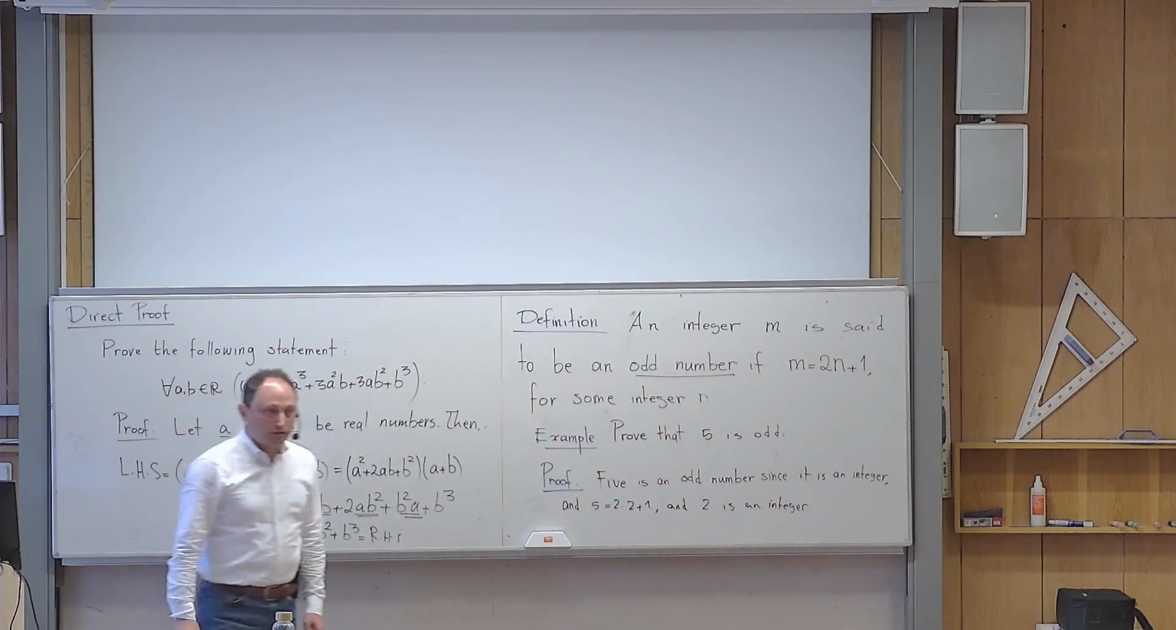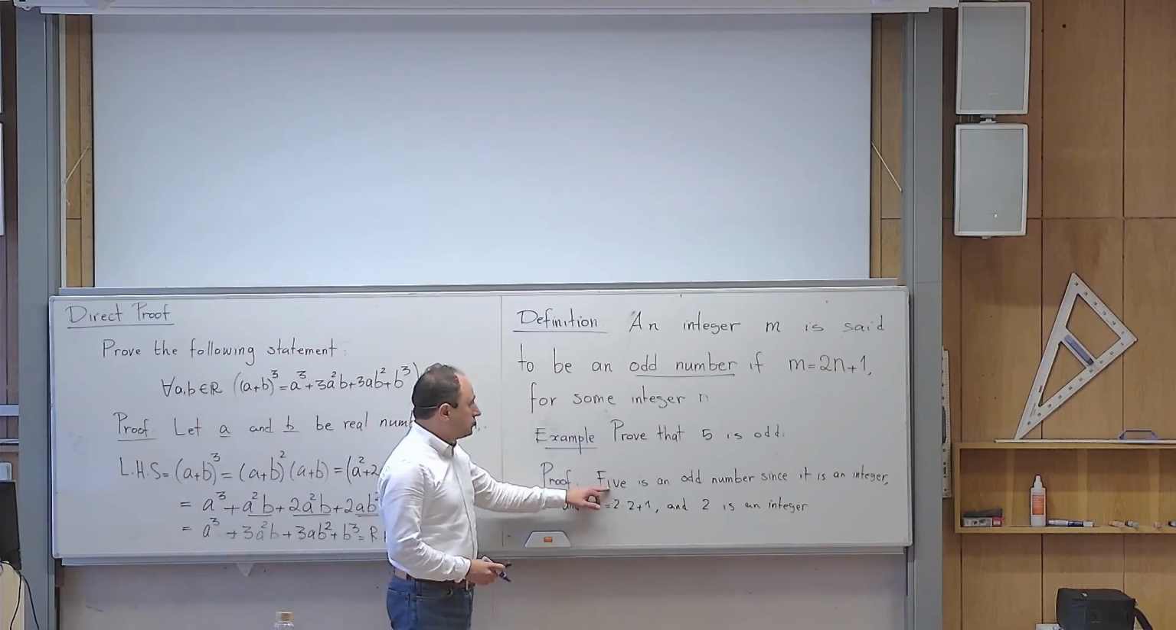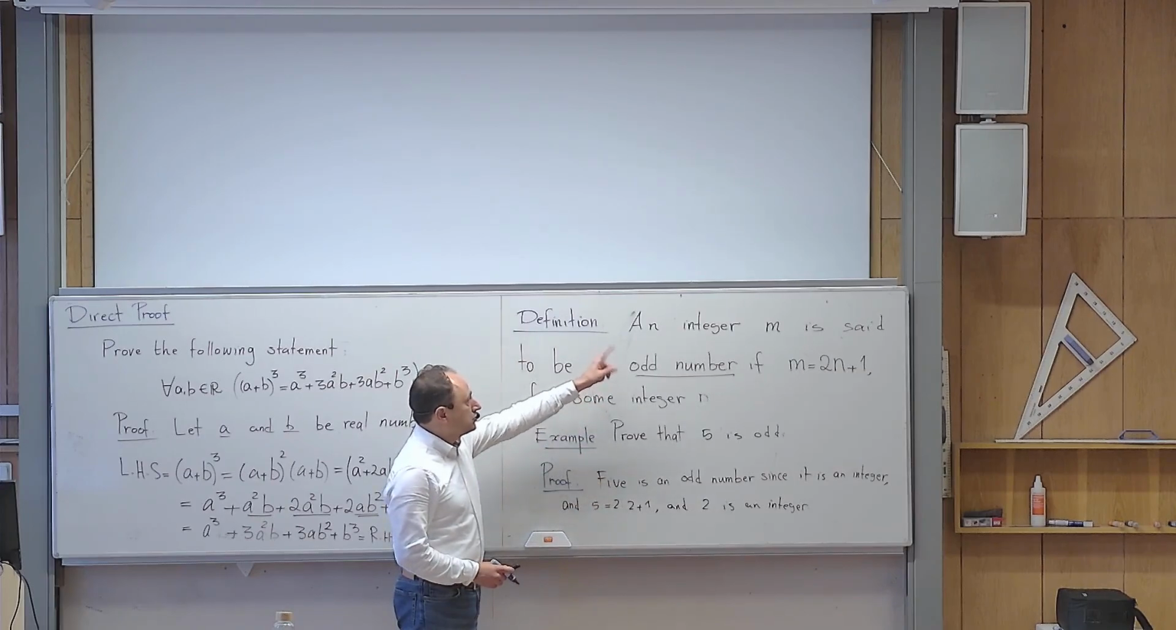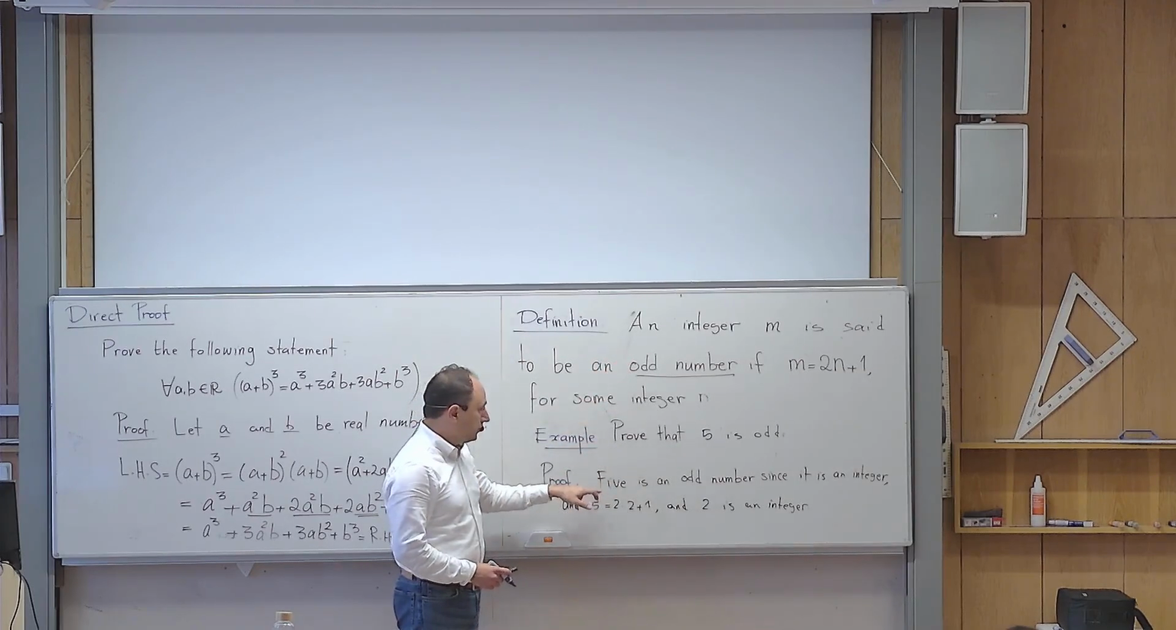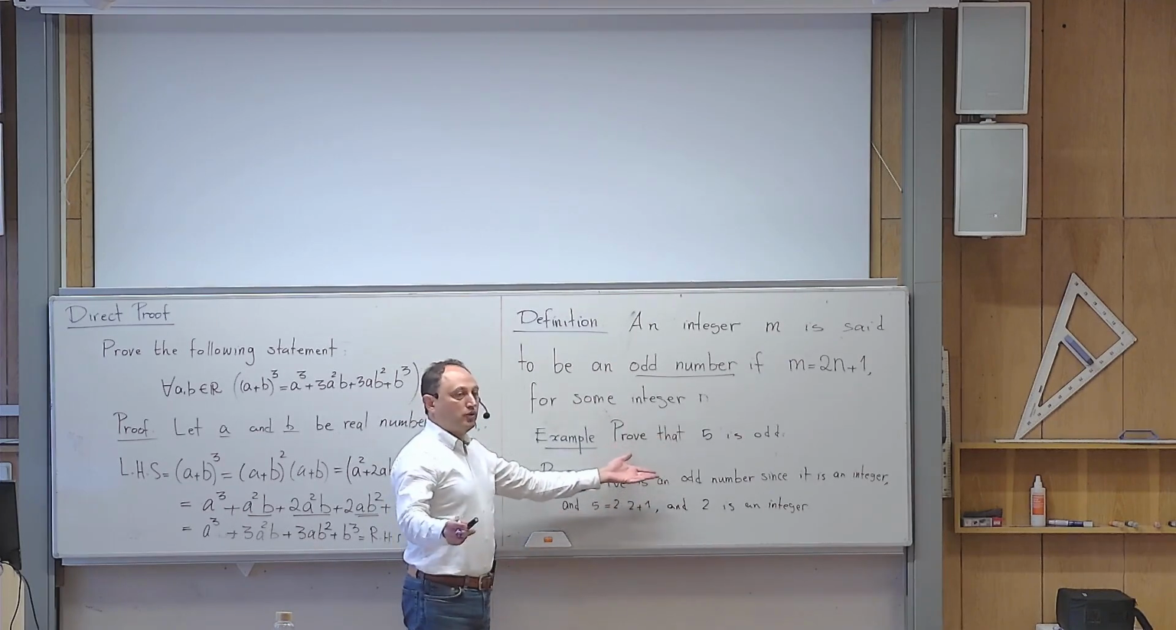This you have to write. Then I have shown that 5 is an integer, 5 is odd. Why? Because an odd number, first of all, should be an integer. So I am referring to it. 5 is an odd number since, you can say, first of all, it is an integer.